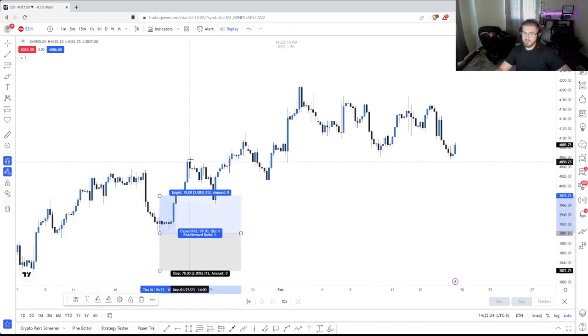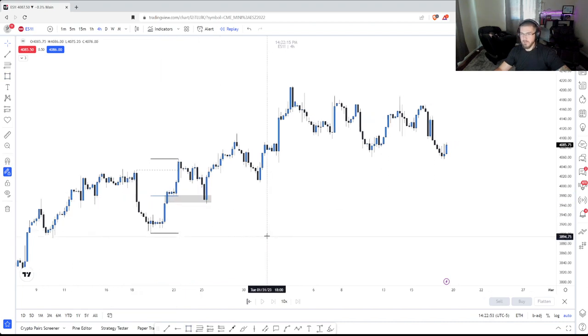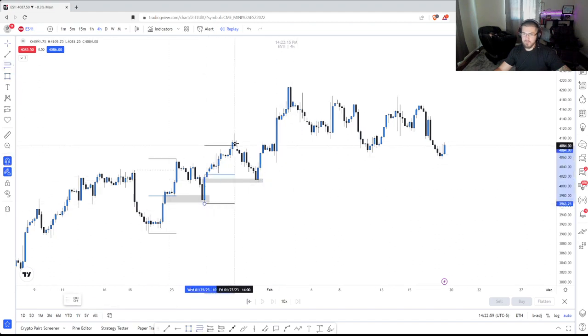Whenever we see clear moves to the upside, oops, wrong tool. We see clear moves to the upside like this, and price has a nice full-bodied close above it, we look at that as a displacement in the market. That leg right there, we can look at that as a dealing range. So then we're going to look for areas of interest like fair value gaps or order blocks or breaker blocks down here into a discount. So in this example, we had a fair value gap at a discount. Another example right here. Fair value gap into a discount.